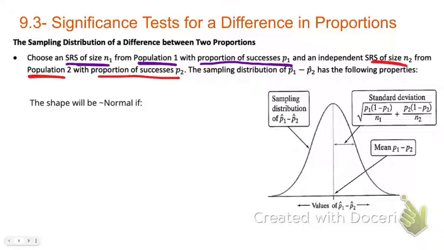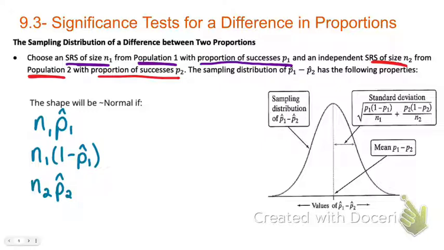That's not a typo. Now, how do I know if the shape is going to be normal? Well, here's the deal. Y'all are going to be so excited about this. You are going to get the opportunity to check N1 times P hat 1, N1 times 1 minus P hat 1, N2 P hat 2.